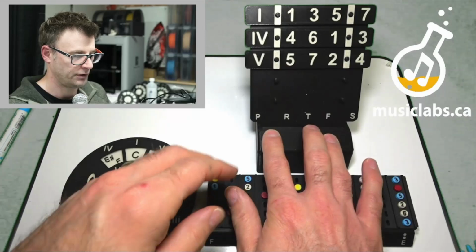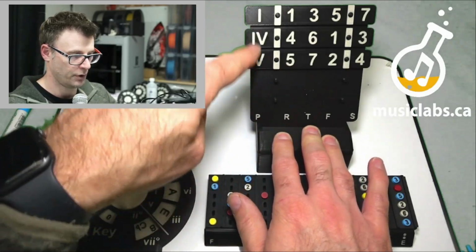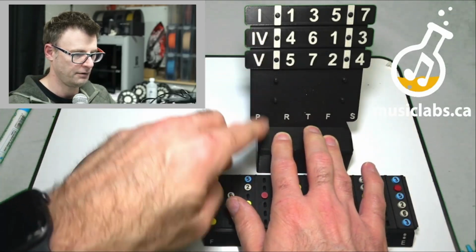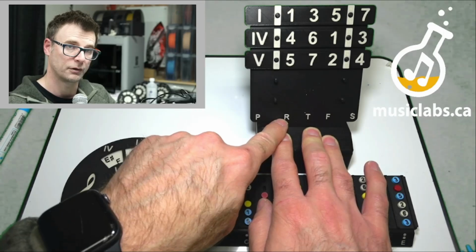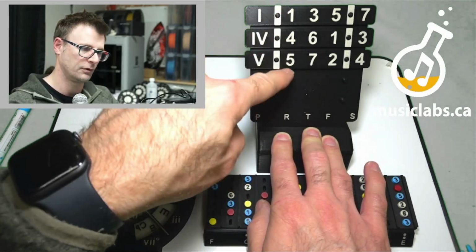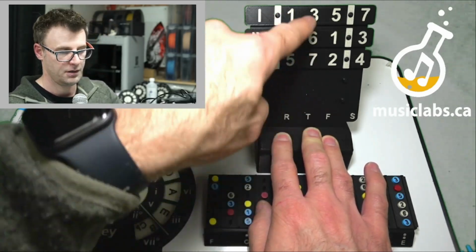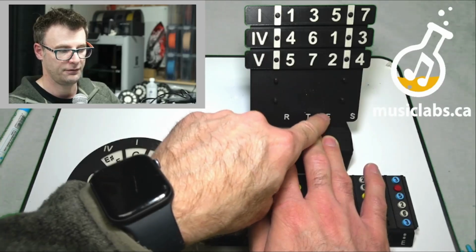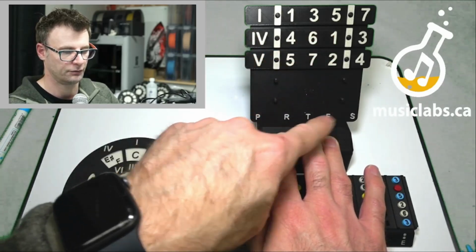So I also want to point out that we've got P for progression. This is your chord progression, 1, 4, 5. R is for the root of the chord that is created, so 1, 4, 5. And then the 3rd is the 3, 6, and 7. And then the 5th is the 5, 1, 2. That's what these letters are for.